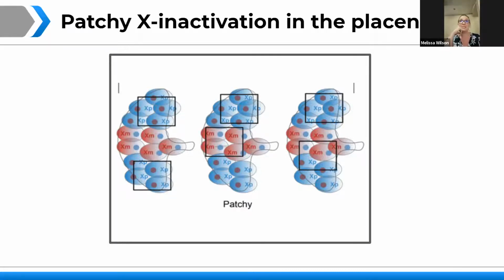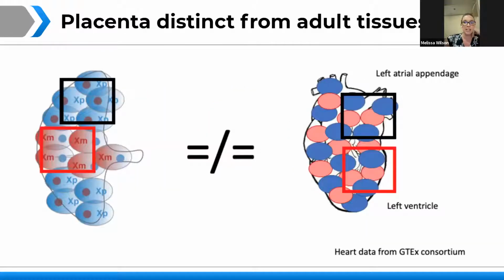And so this is really curious if we start to think about some diseases of placenta in development that show a large sex difference and whether this patchiness is contributing to protection or not. Next, please. And then a big question is, is the placenta distinct from adult tissues? And so we were able to compare against the GTEx consortium data where there was a tissue, in this case, the heart that had left atrial appendage and left ventricle.